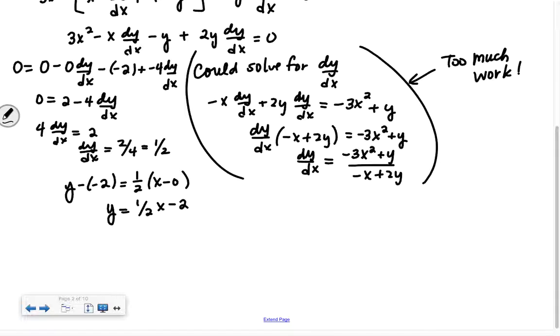Are you with me so far? All right, so let's try another one. If we have the point, don't do all that work to solve for dy over dx. Sometimes you have to. Sometimes you don't have a point and it just says find the derivative, find dy over dx, and then you have to do all that.